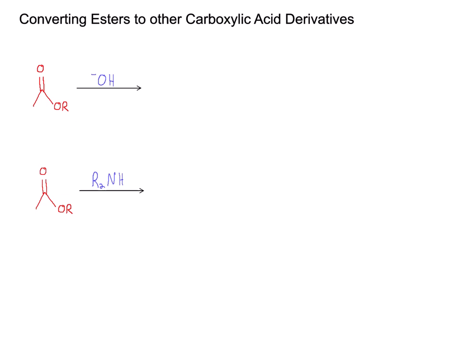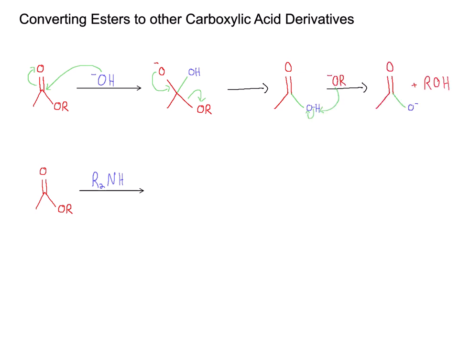Let's take a look at the reaction that converts an ester into a carboxylate anion. To do this, we react the ester with OH-. As usual, the first two steps of the mechanism are identical to what we've seen so far. After we kick off the OR leaving group, however, we do have an OR- in our reaction solution. Because carboxylic acids are fairly acidic, that OR- will come in and do an acid-base reaction with the hydrogen, giving us a carboxylate anion and an alcohol.